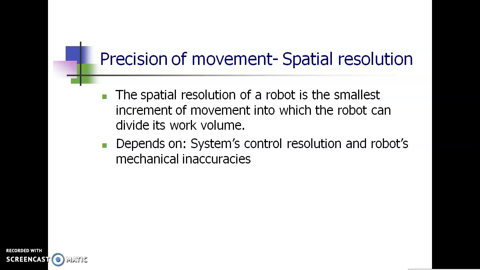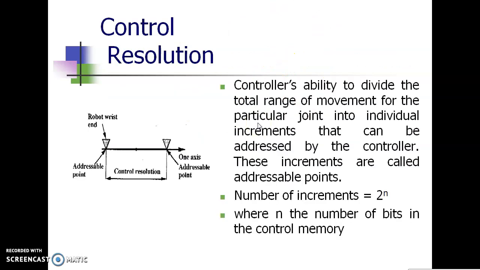So the entire volume is divided into a number of increments, and one increment of that volume is what we are calling spatial resolution. The spatial resolution depends on control resolution and the robot's mechanical inaccuracies. So then, what is control resolution?